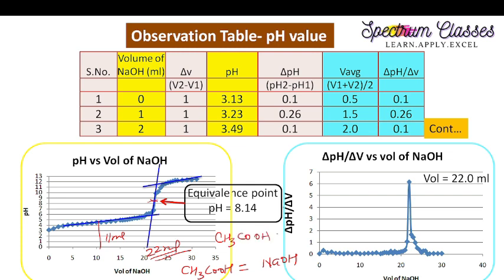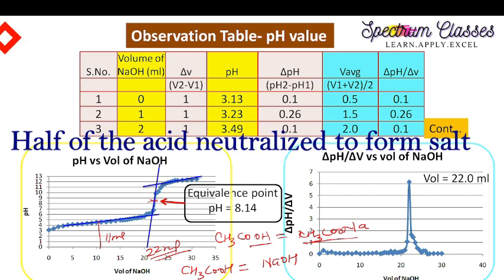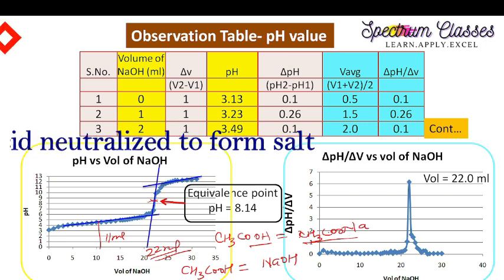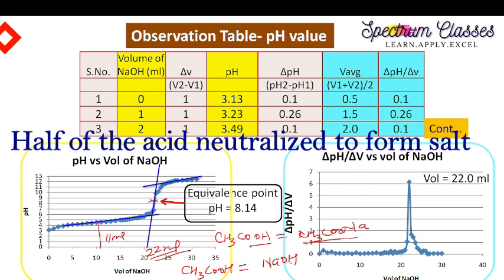CH3COOH and CH3COONa, the salt formed by the reaction of this NaOH with this acetic acid. So at this moment, since we are at half of the volume of the equivalence point, we get half of the initial concentration of the acid, which is exactly equal to the salt formed by the reaction of acid and base.